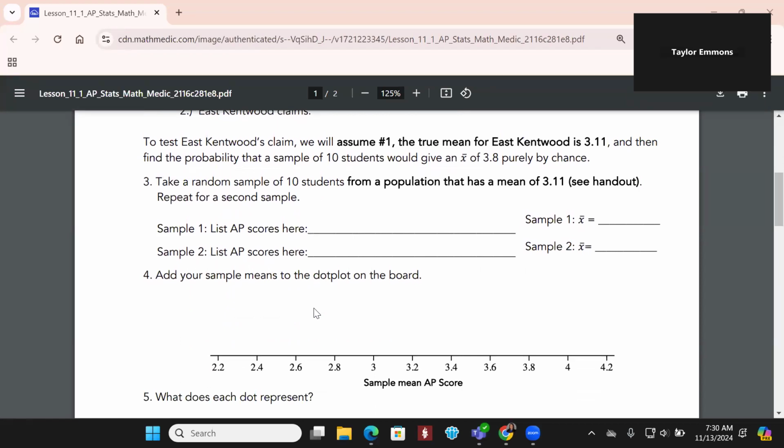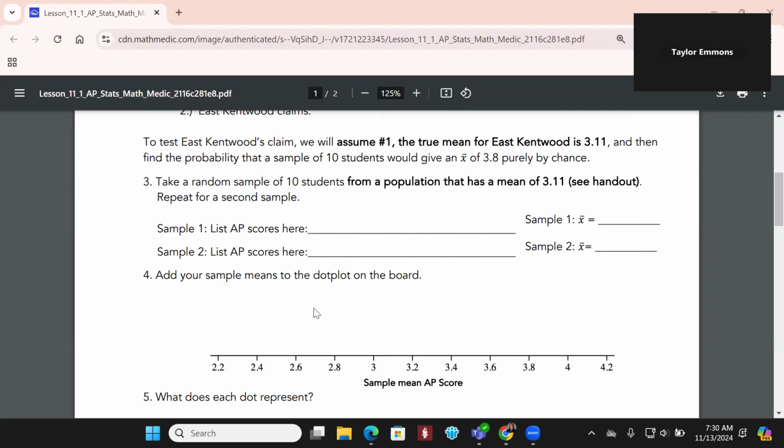All right, to test East Kentwood's claim, we're going to assume, number one, the true mean for East Kentwood is 3.11, and then find the probability that a sample of 10 students would give an X bar of 3.8 purely by chance. Take a random sample of the 10 students from a population that has a mean of 3.11. So flip to the next page, because I gave you the sample scores.